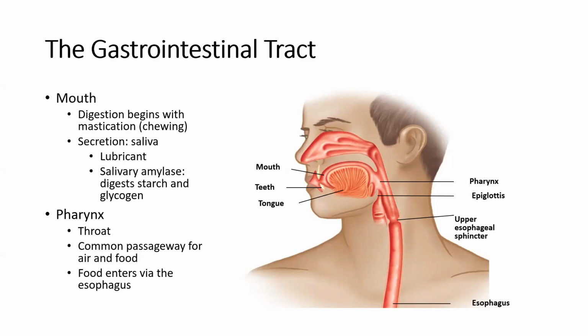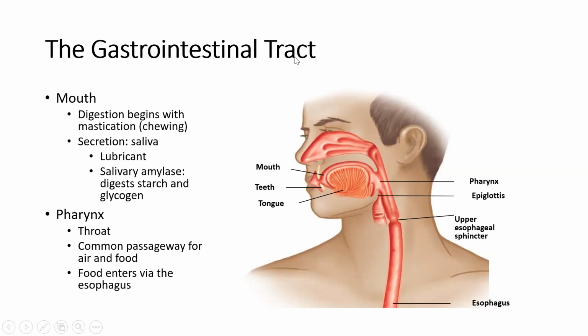We've also got salivary amylase. That is the digestive enzyme that breaks down starch specifically, as well as glycogen in the mouth. This is why starchy foods or carbohydrate-rich foods, usually we can begin to taste that sweetness in the mouth as that salivary amylase begins breaking down starches and carbs in the mouth.